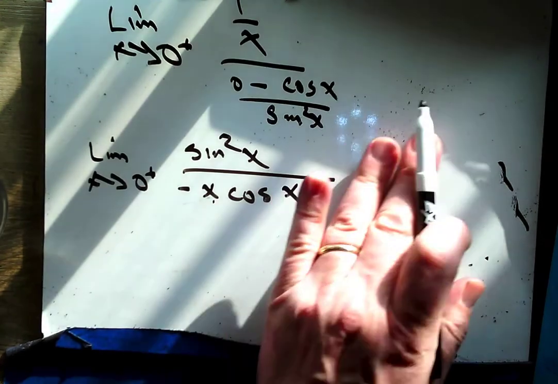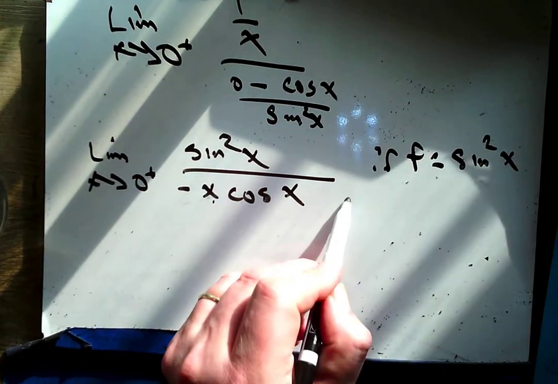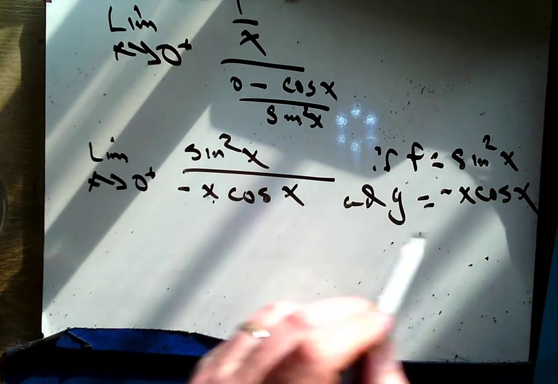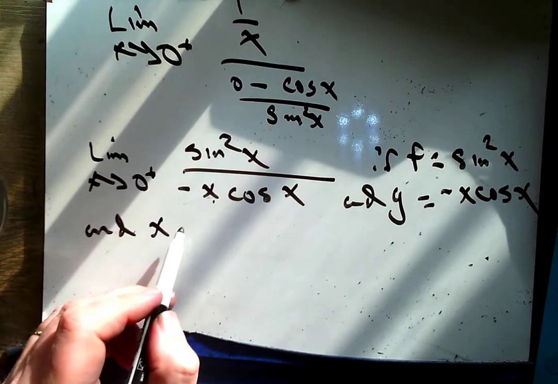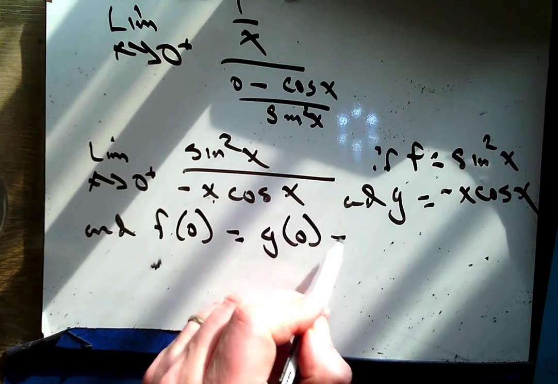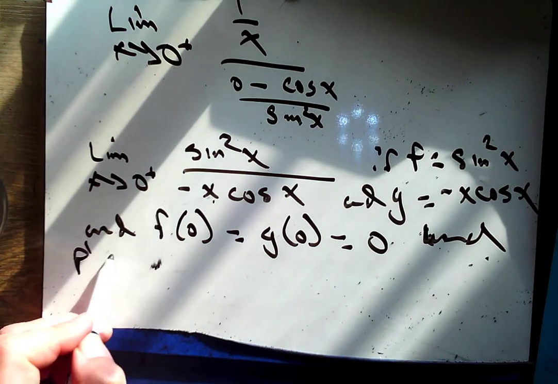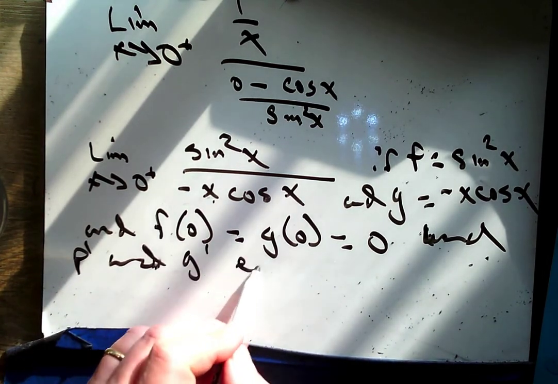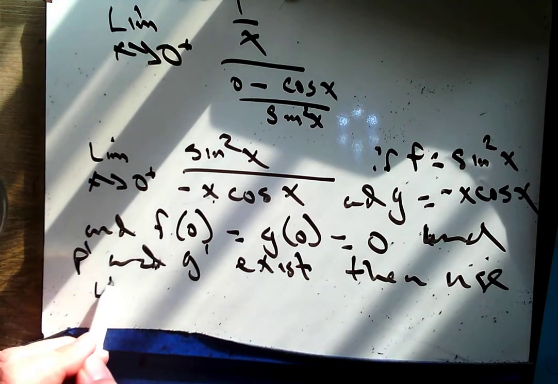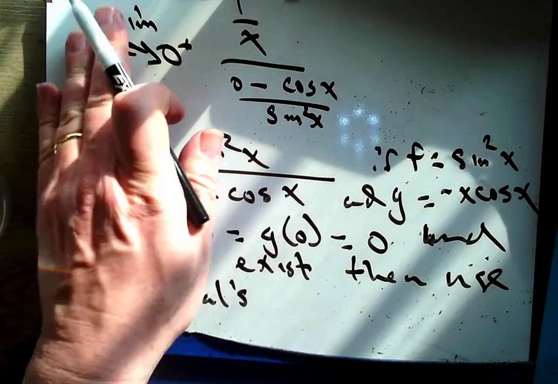I'm definitely ready to say if f equals sine squared x and g equals negative x cosine x, and f of 0 equals g of 0 equals 0, and f prime and g prime exist, then use L'Hopital's. So what do we get when we use L'Hopital's here?